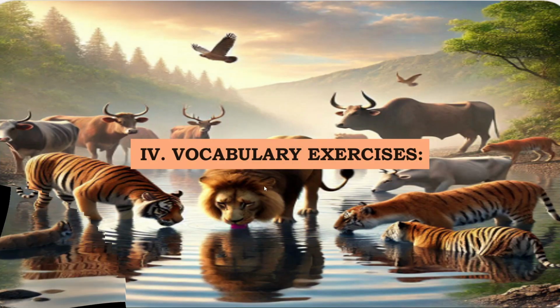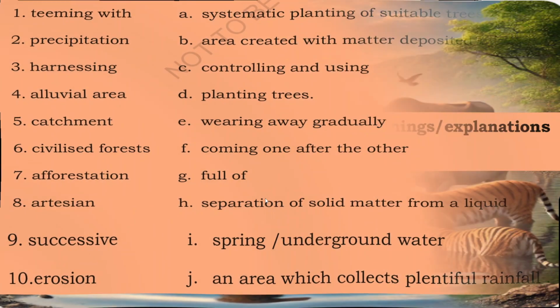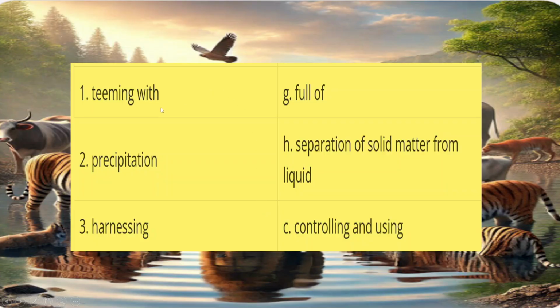Fourth one, vocabulary exercises. A. Match the words in the group A with their meanings and explanation in group B. Okay. The matched one is here. Answer for this. First one is teeming with, G. Full of. 2. Precipitation matches with H. Separation of solid, it is not participate, precipitation, it is separation of a solid matter from liquid.